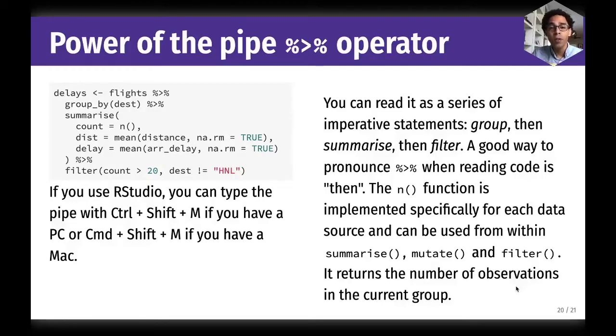If you use RStudio, you can type the pipe operator with this shortcut, Control-Shift-M. And if you have a Mac, you can use Command-Shift-M as a shortcut for the pipe operator. One thing to notice is that you can read it as a series of imperative statements. Every time you find the pipe operator, think of it in your head as "then." I do this, and then I do that. So for instance, in this case, we group, then we summarize, and then we filter.